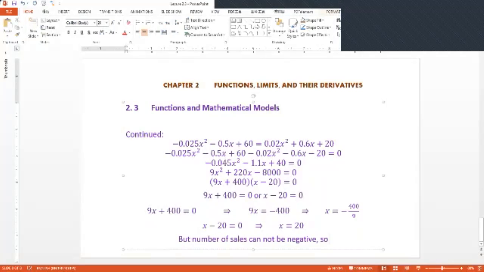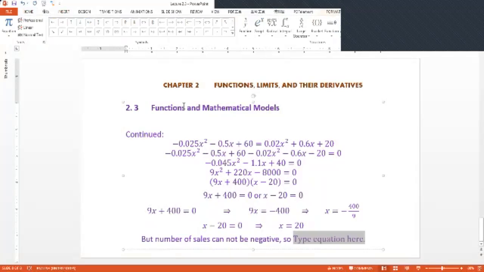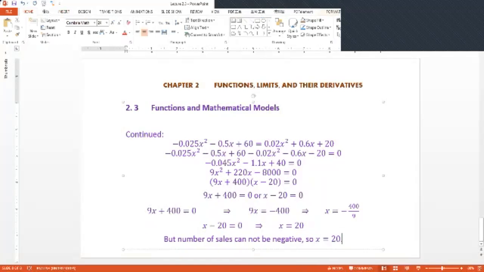So the answer to the problem is x equal to 20. All right, so that's the final answer.